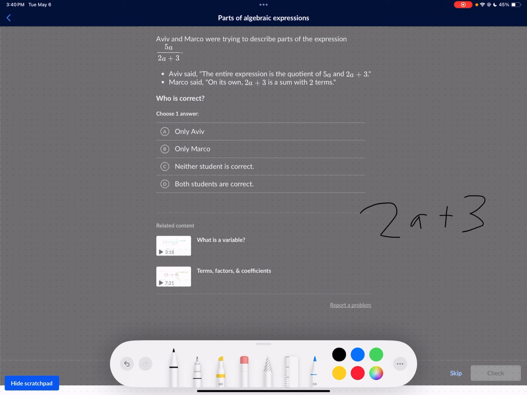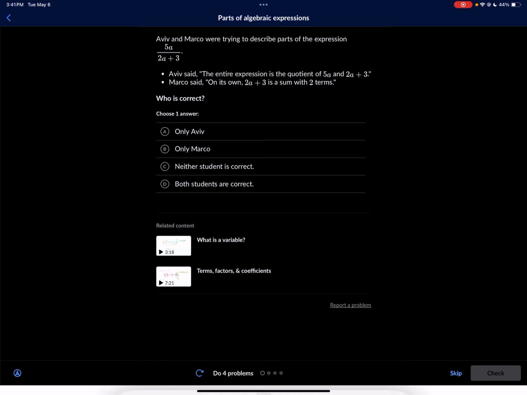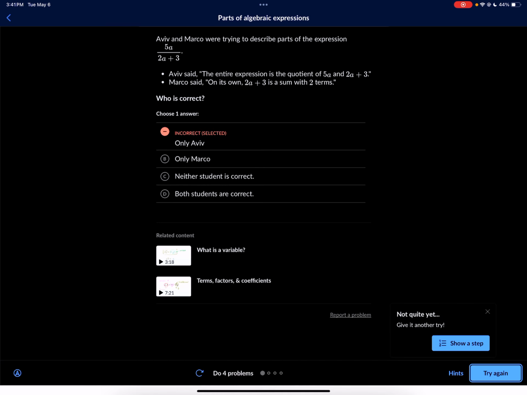Two terms. So a term is something with a coefficient and a variable. So 2a is a term. Is 3 a term? No. So that means that Aviv is correct because it says the entire expression is the quotient of 5a over 2a plus 3, and that's exactly what this thing is. So only Aviv is correct.